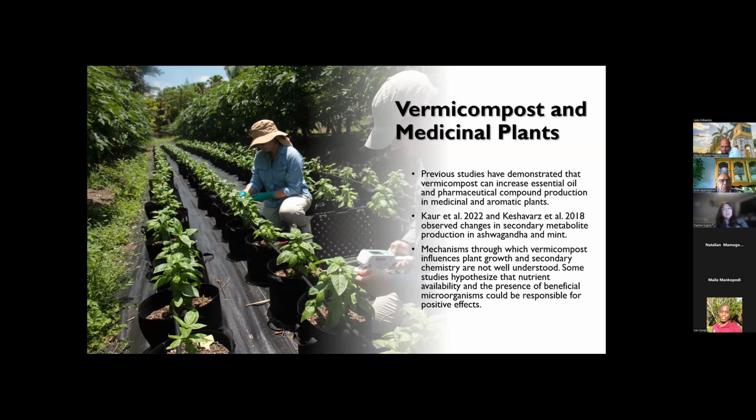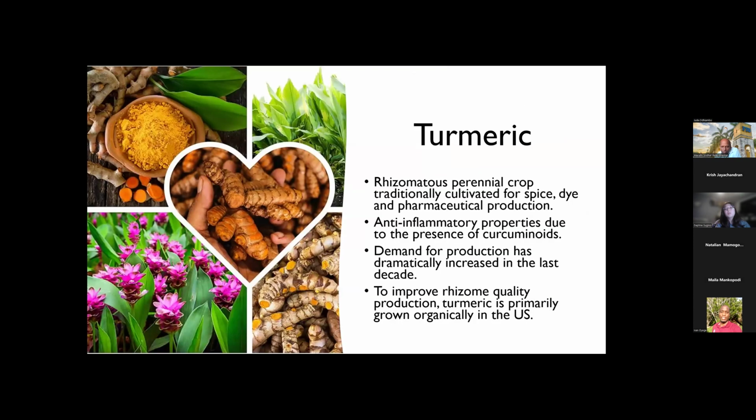The mechanisms through which vermicompost and its byproducts influence growth and phytochemistry in plants are actually not fully understood. Some studies hypothesize that improved nutrient availability and the presence of beneficial microbes could be responsible for the changes in secondary metabolism that we have seen during medicinal crop production. So, to understand the effects that vermicompost tea applications have on the growth and chemistry of medicinal crops, my advisors and I developed two different studies involving turmeric and also basil.